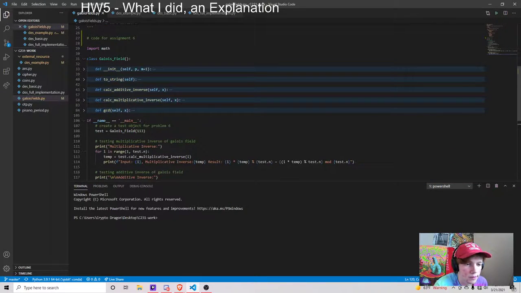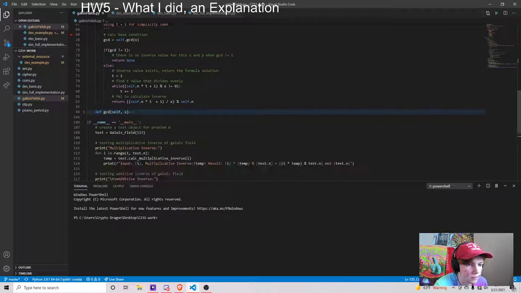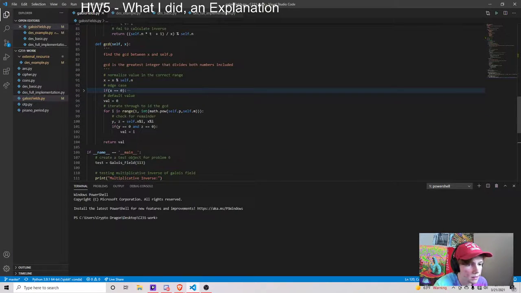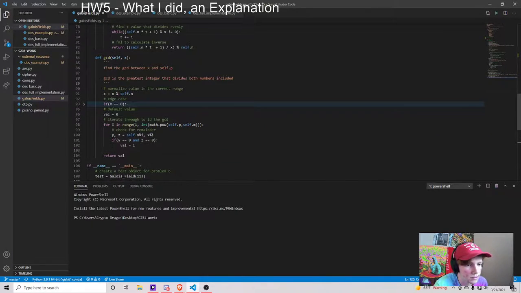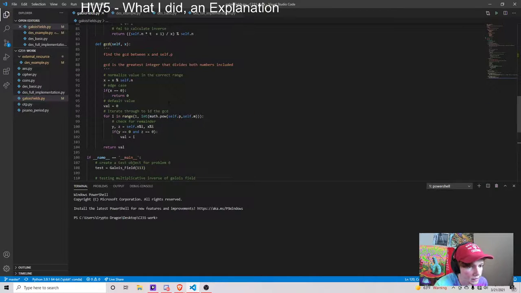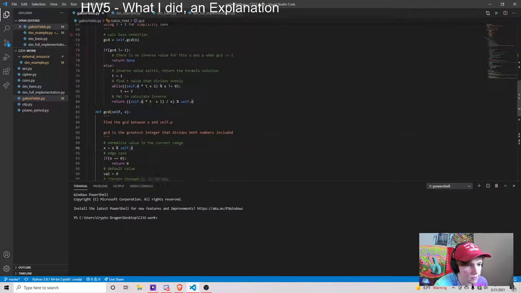So from there, we go on to calculating the multiplicative inverse. Before we do that, we need to understand GCD. This is a function that calculates the greatest common divisor. Whatever, I forget what it stands for, but it calculates the greatest value of that. And in this scenario, the value should always return 1.